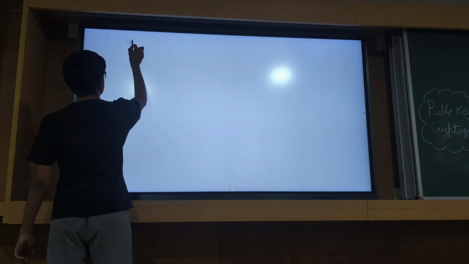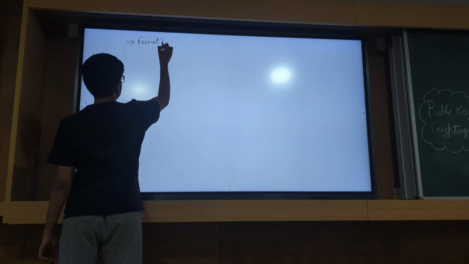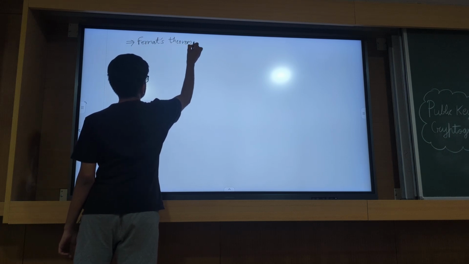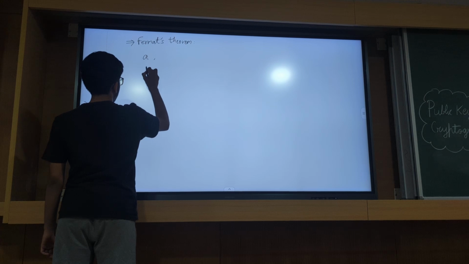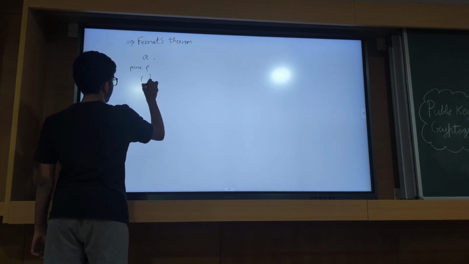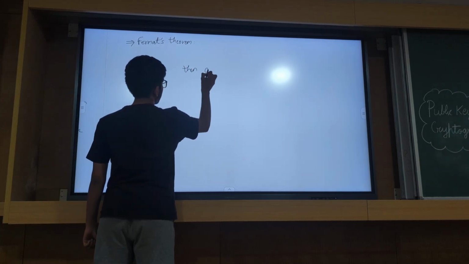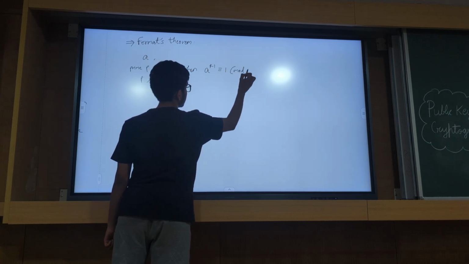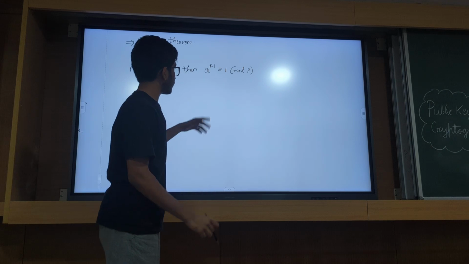So I'll discuss three theorems of number theory. The first one is Fermat's theorem. If you have a number a and a prime p such that p does not divide a, then a to the power p minus 1 is congruent to 1 mod p. You would have seen this in school a lot of times.